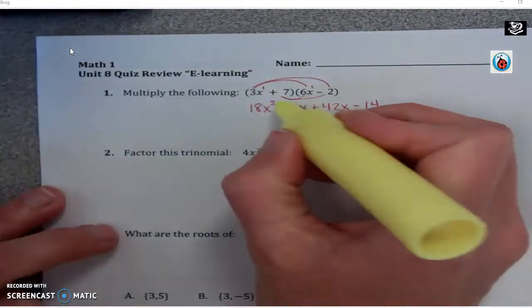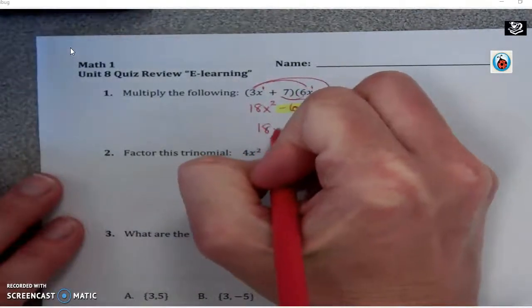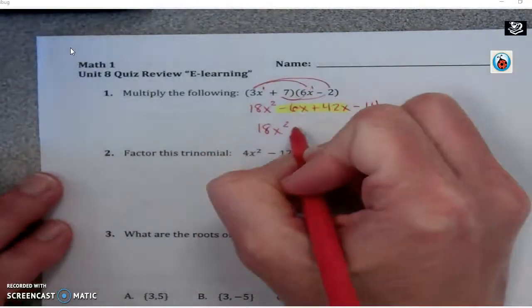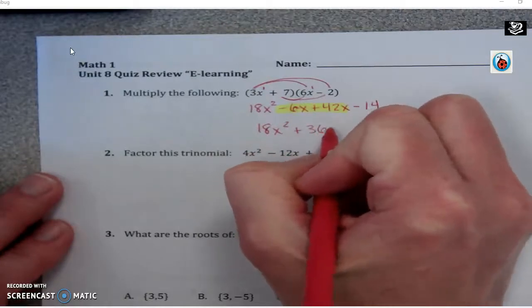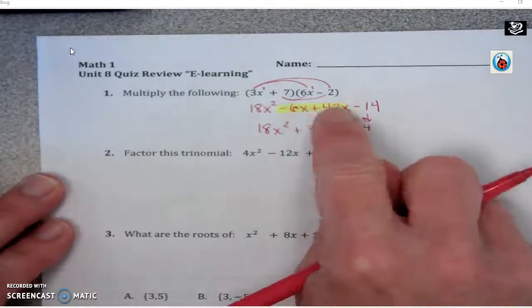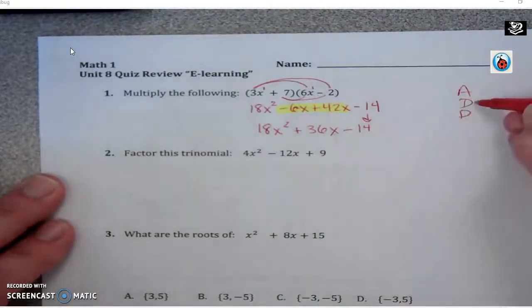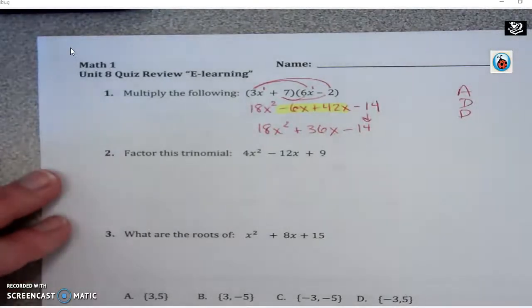Then you need to combine like terms. So you drop down the 18x squared. Negative 6 plus 42 is 36x. And then you drop down the minus 14. Notice when you add those, it just stays an x. When you're adding, you absolutely do not disturb the exponents.